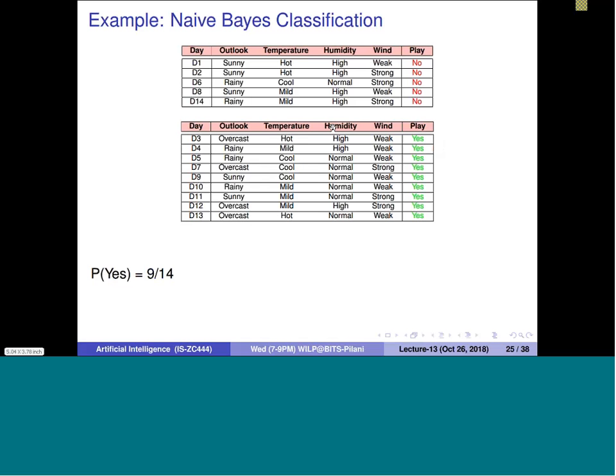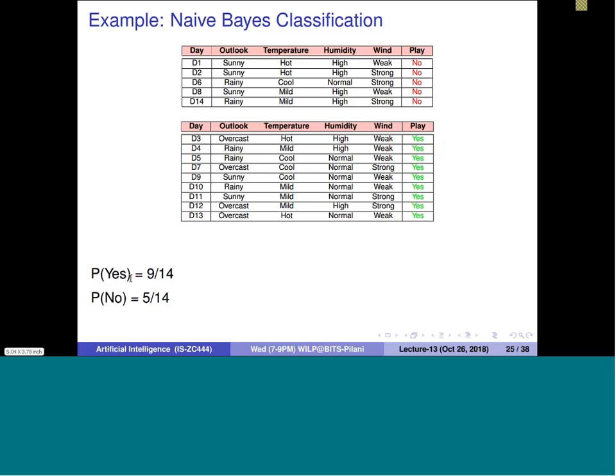All right. What is the probability of yes? Given this data, what is the probability of yes? How many examples do we have? 1, 2, 3, 4, 5, 6, 7, 8, 9. Out of the 14 examples we have, 9 are yes. So the probability of yes is 9 by 14. Given the data, you can find this out. Is it true? Tell me. Right? Yes.